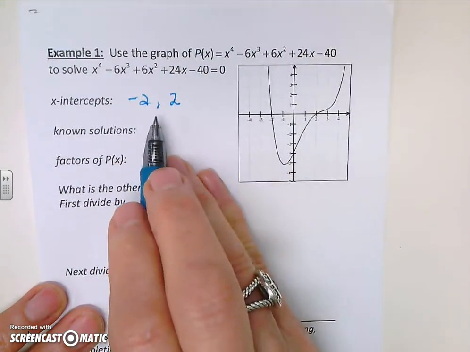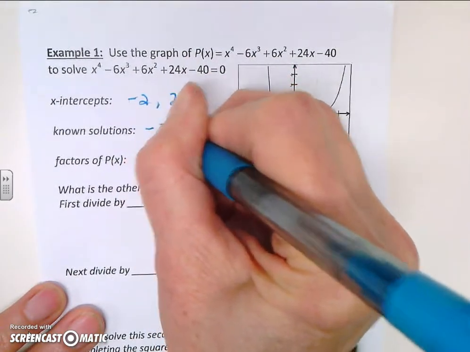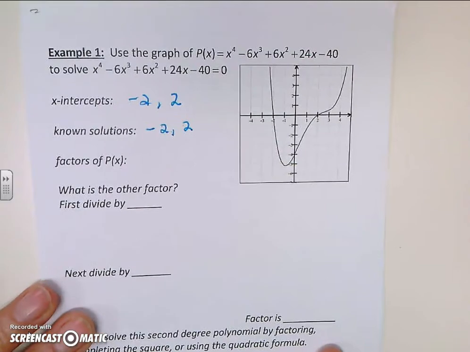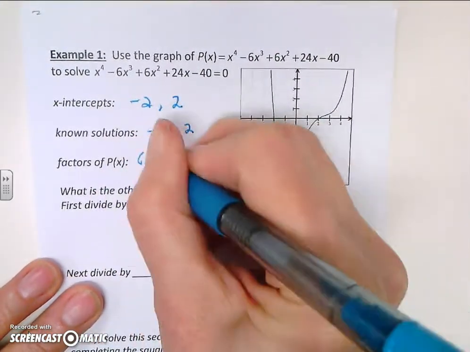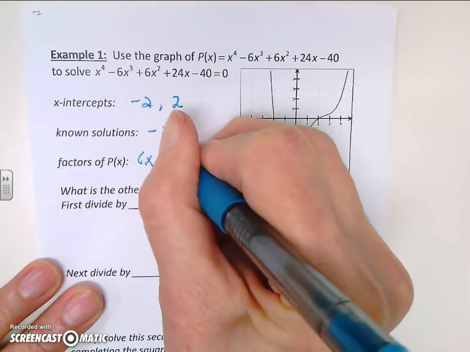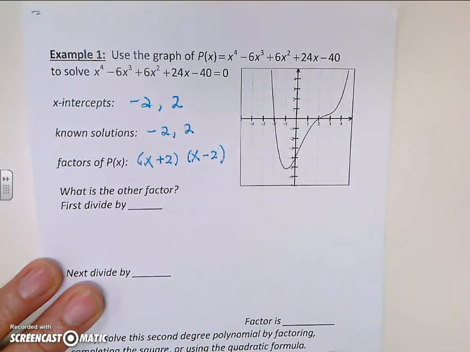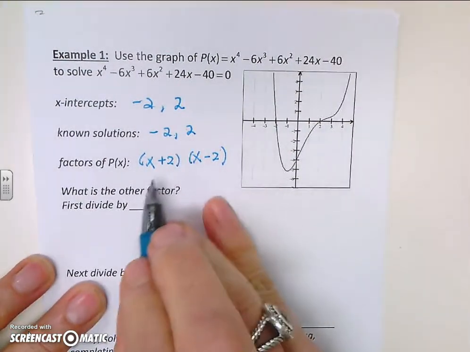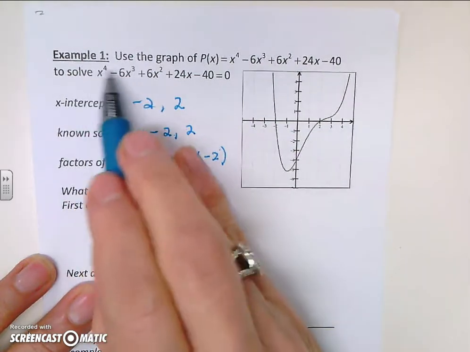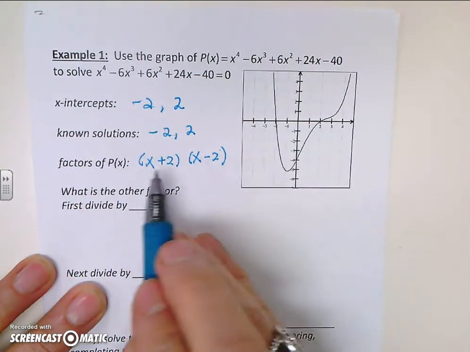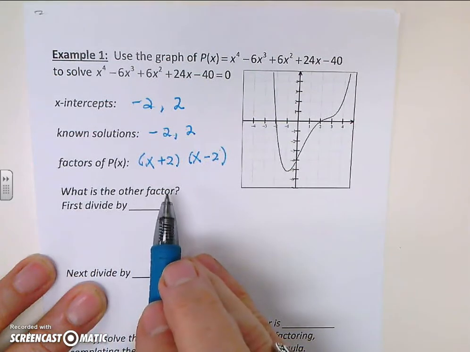Well, we know from what we talked about earlier that the solutions are also going to be -2 and +2. And the factors are going to be x minus -2, which gives me x plus 2, and x minus 2. So those are two of our factors. We know it's not all of them, because if we were to multiply this out by FOILing it, we'd come up with at the biggest x squared. So we know we're missing a factor or two. All right, so the question is, what is the other factor?